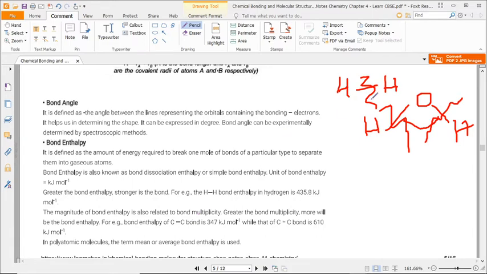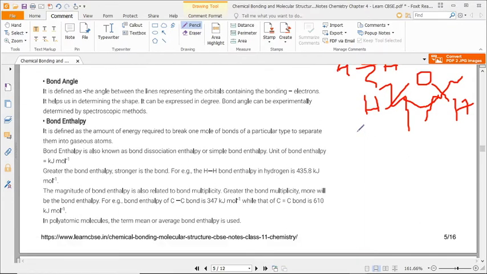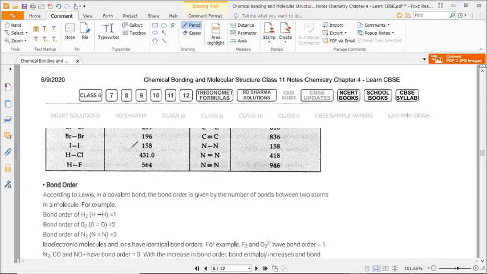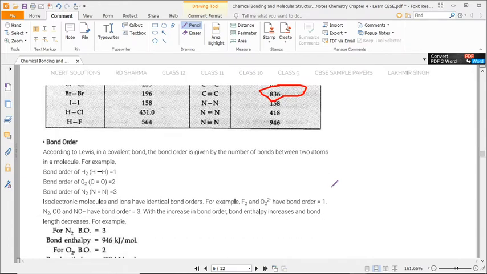So when there is a single bond, you can supply some 200 kilojoules of energy. And when there is a double bond, you have to supply 400 kilojoules of energy. So the more the bonds, the more energy you need to break. You can compare this table. For a single bonded bromine, it is 196 kilojoules of energy you have to supply to break the bond. But if it is C triple bond C, you have to supply 836 kilojoules per mole. So the more the number of bonds, the stronger the bond, and hence you need more energy to break them.